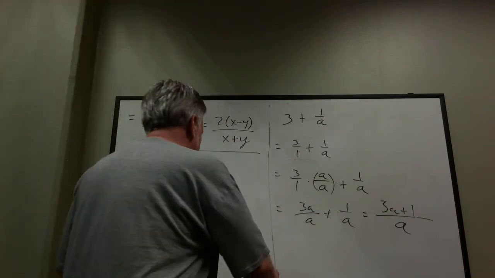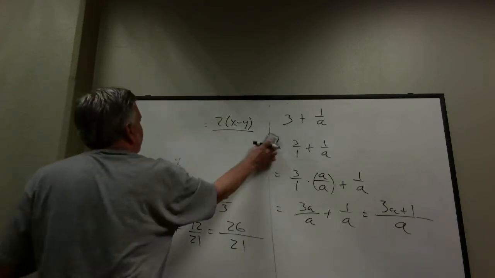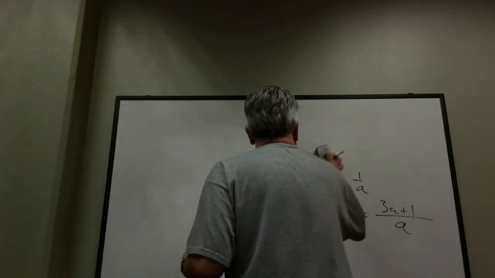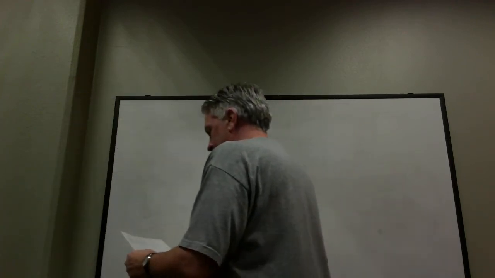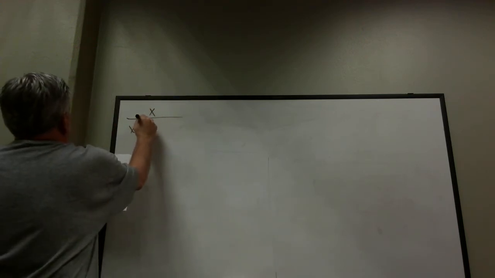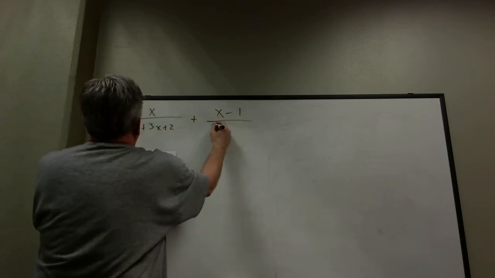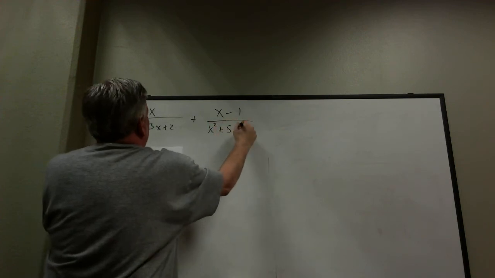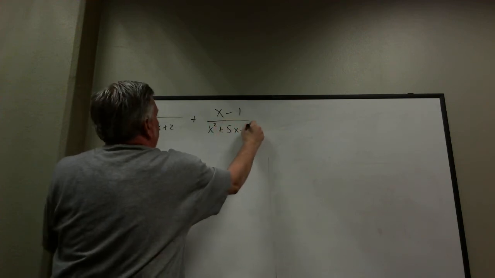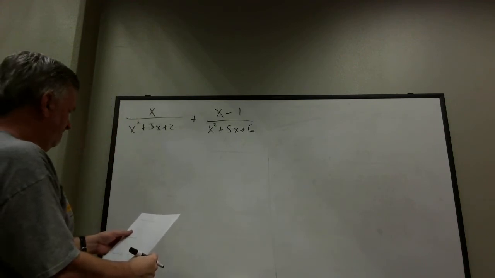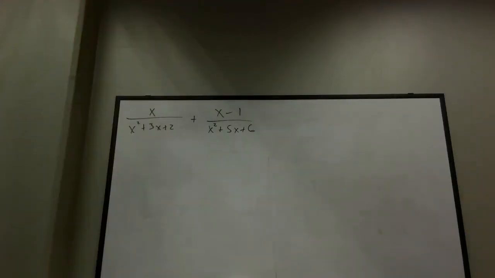Okay, let's do another one. It's a little more complicated. Okay, it says add the following: x over x squared plus 3x plus 2, plus x minus 1 over x squared plus 5x plus 6. Okay, so they want us to add these together. To add two fractions, we need a common denominator.